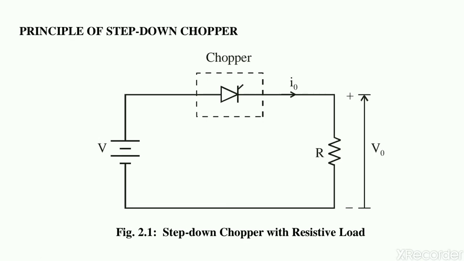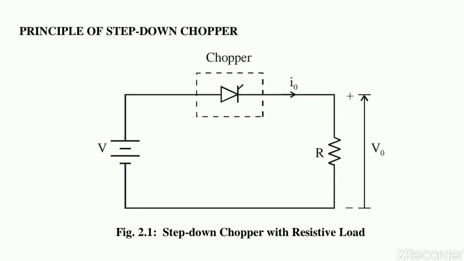This is a very simple circuit of a step down chopper. This circuit is only for explaining the operation, how the output DC voltage has a low value as compared to the input DC voltage. One can see in the circuit diagram there is an input DC supply, that is a DC source; you can take it as a battery.